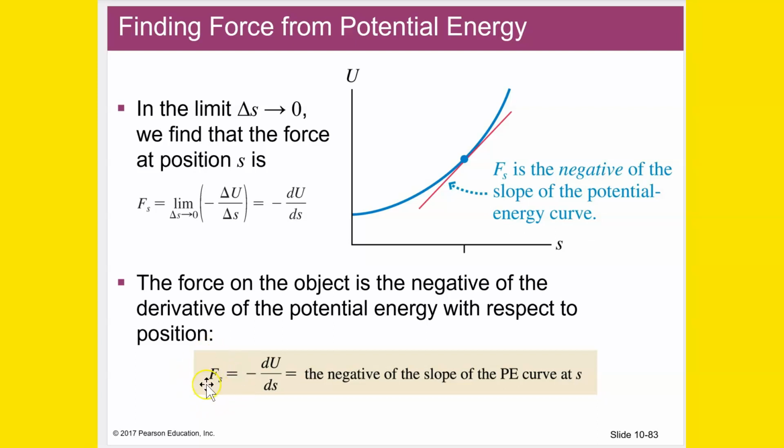The force on the object, F sub S, equals the negative derivative of potential energy with respect to displacement S. Or you could say the negative of the slope of the potential energy curve at that position S. So I could see a homework problem giving you a potential energy curve and asking you to find the force, and you would just find the slope, and it would be the negative of that.